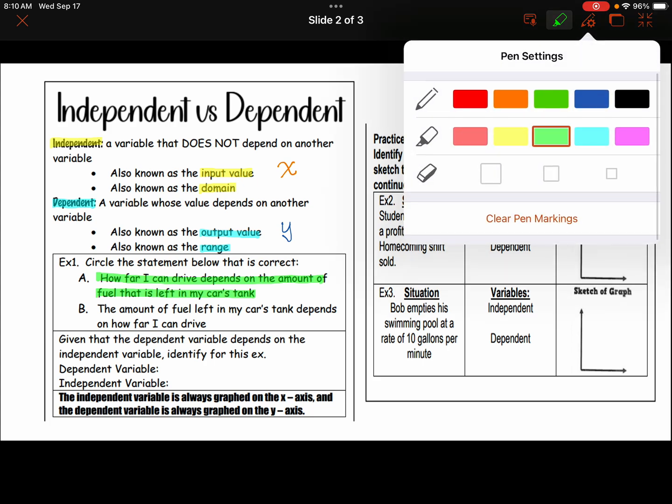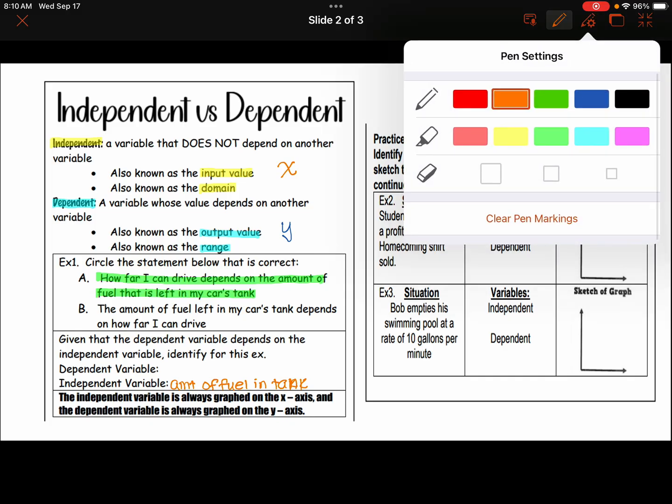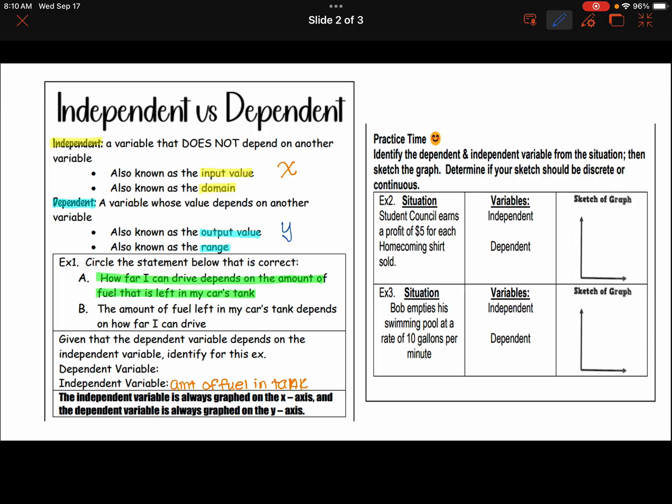So in this scenario, the independent variable is the amount of fuel in the tank. And the dependent variable is how far I can drive. And again, your independents are going to go on your x-axis when you graph them, and your dependents are going to go on your y-axis when you graph them.